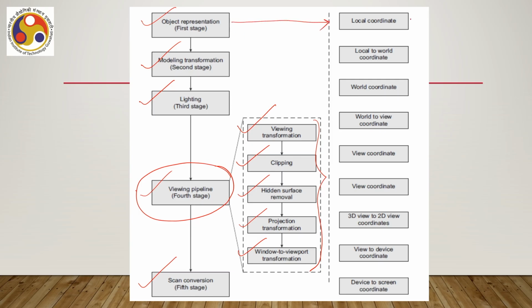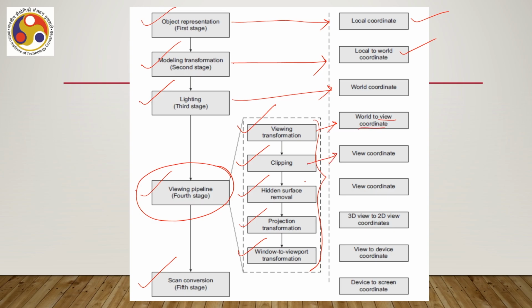representation happens in the local coordinate system, local to the objects. Then modeling transformation is essentially transformation from local to world coordinate system. Lighting happens in the world coordinate system. Then viewing transformation essentially transforms from world to view coordinate system. This is a new coordinate system which we will be talking about later.